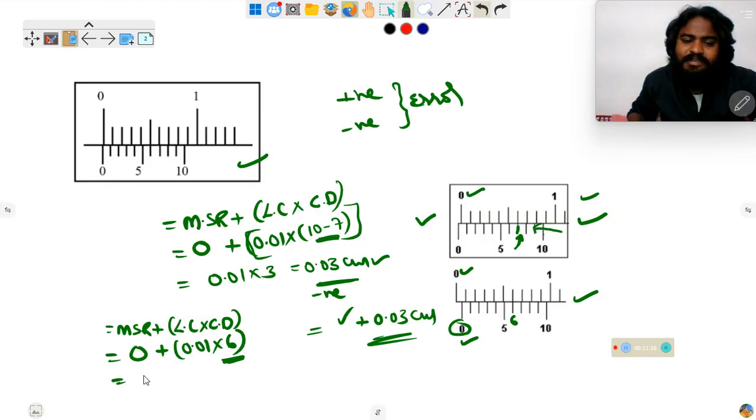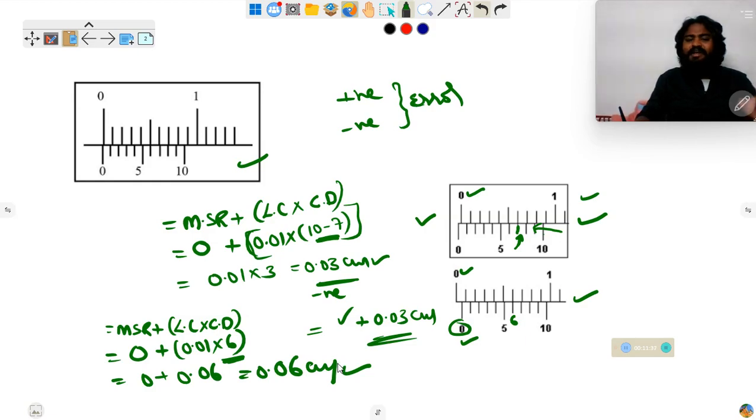Now here what happens, the error is 0 plus 0.06, that is equal to 0.06 centimeter, which is the positive error of the vernier calipers. Right, now let's go to the next slide. I hope it is very clear.